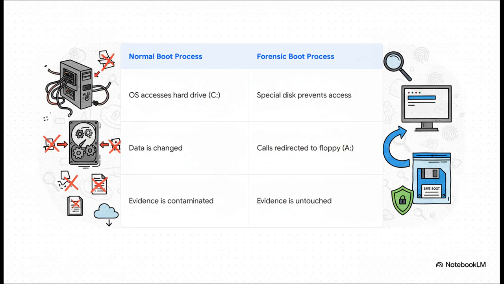A forensic boot process, on the other hand, uses a special safe boot disk, often an old-school floppy, to stop this from happening. It basically tells the computer, hey, do not touch the main hard drive, and it redirects all those operations somewhere else, leaving the evidence perfectly untouched.